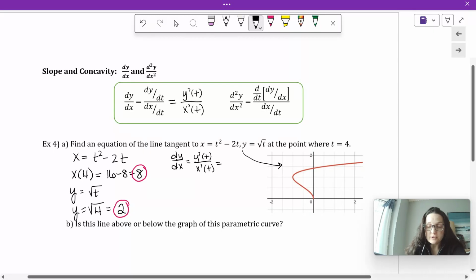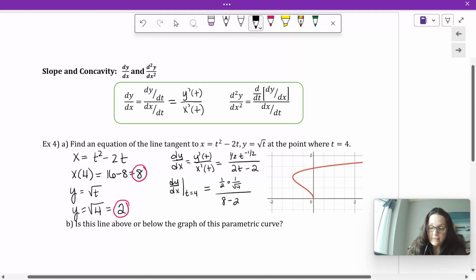Well, y is t to the 1/2, so y prime is 1/2 t to the negative 1/2. And x prime is 2t minus 2. So if I want the slope at t equals 4, that's going to be 1/2 times 1 over the square root of 4, divided by 8 minus 2. So that's going to be 1/4 divided by 6, which is 1/24.